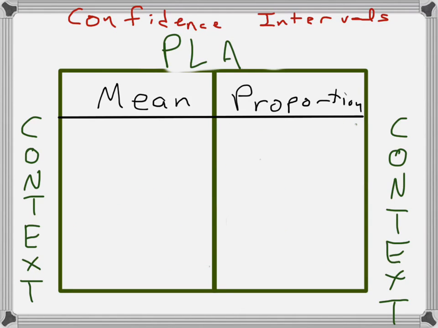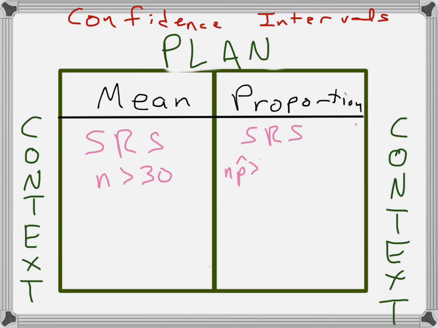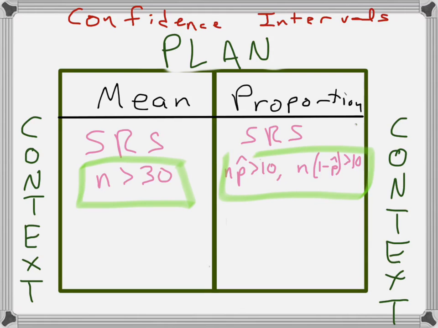So up next is going to be the plan part. Now we need a couple of things. So first of all, from sampling distributions, we need a normal distribution. So that's why our n has to be greater than 30 for means, and n p hat greater than 10, n times 1 minus p hat greater than 10 for proportions. These conditions right here tell us normality. That means the sampling distribution that we're studying is normal.